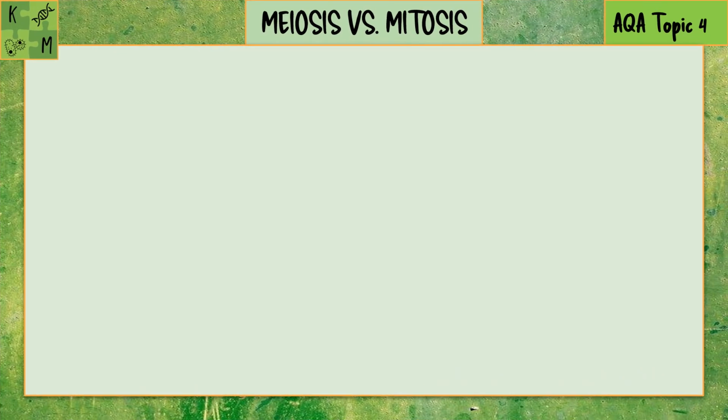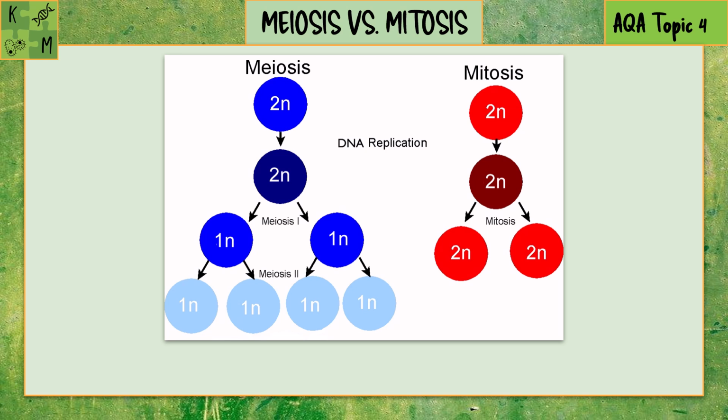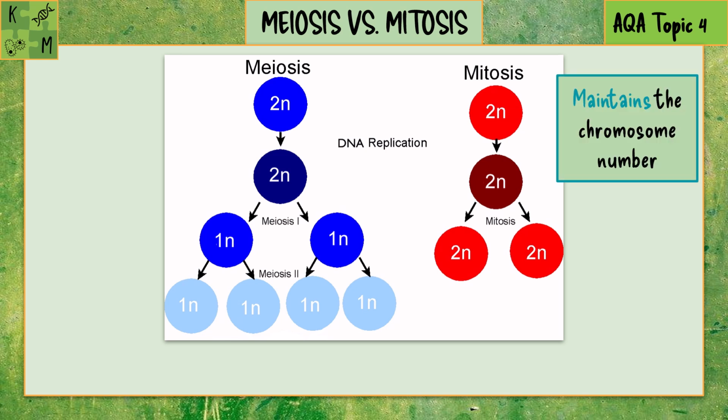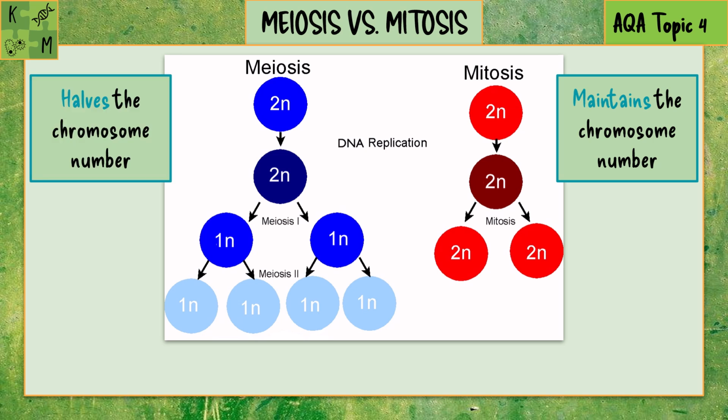Let's compare the two types of cell division found in eukaryotes. Cell division by mitosis maintains the chromosome number, so as the zygote divides, the chromosome number of 2n remains the same. In contrast, division by meiosis halves the chromosome number.